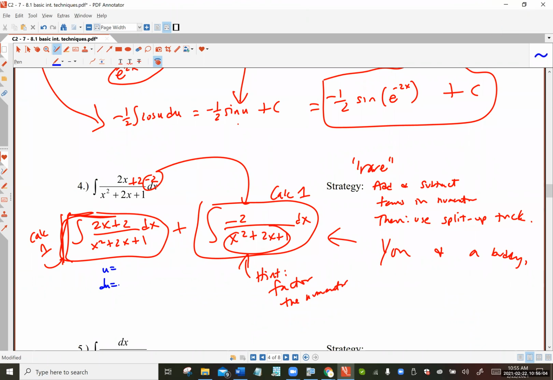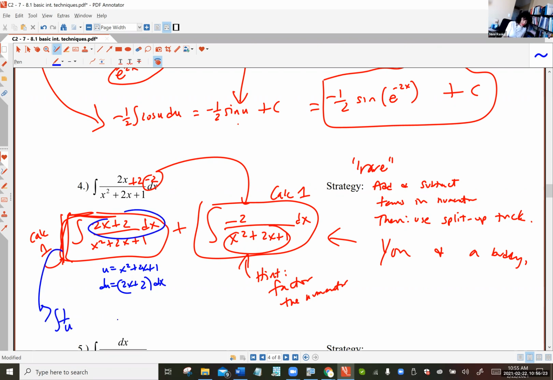The u is x squared plus 2x plus 1. And du? 2x plus 2 dx. And good news, that's already in the integrand. So this integrand is already looking like the 1 over u du that we need. And so your answer is going to be ln absolute value of u plus c. And then you can put your u back in there.